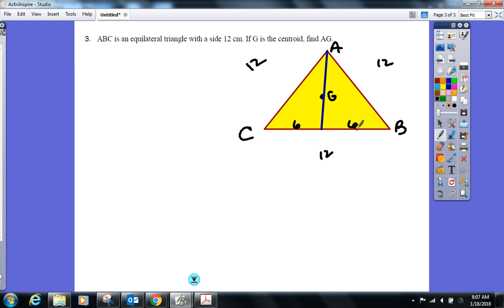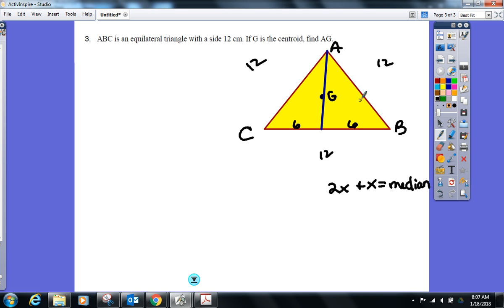Well, what do you know about the centroid? Splits it up into a ratio of what? 2 to 1. So I know 2x plus x equals the length of the whole median. Are we all in agreement with that statement? 2x, this part here, plus x, this part, equals the length of the whole median. What I need your help with right now is: what is the length of the entire median?